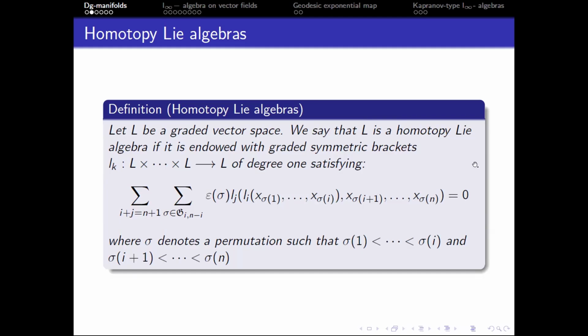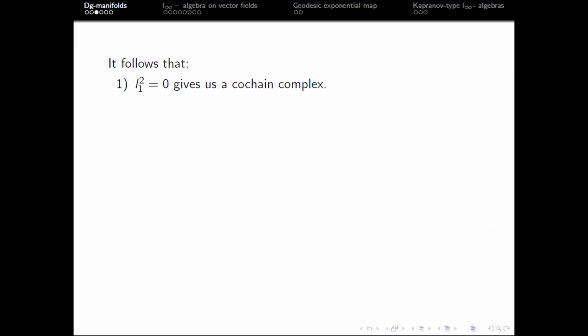I know that the equation here is not saying too much to us, but if we compute the first cases for this equation, we will obtain the following. First, the first bracket will satisfy this property. We will have that the square of L1 is 0, which means that we can speak about cohomology. So this is giving us a differential.